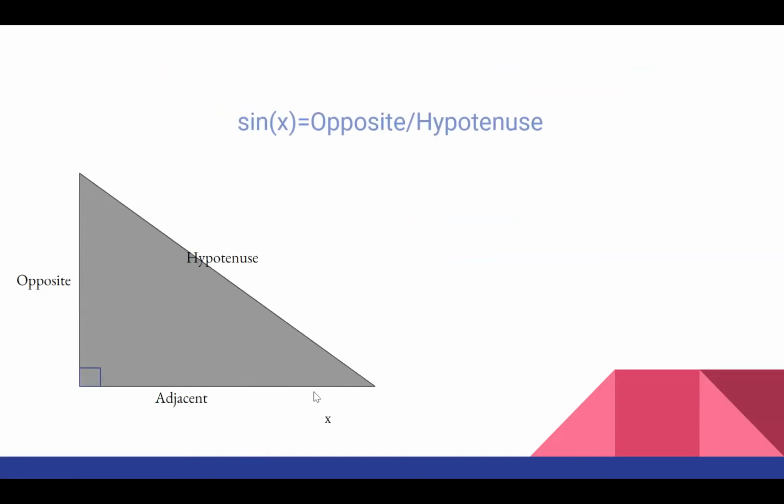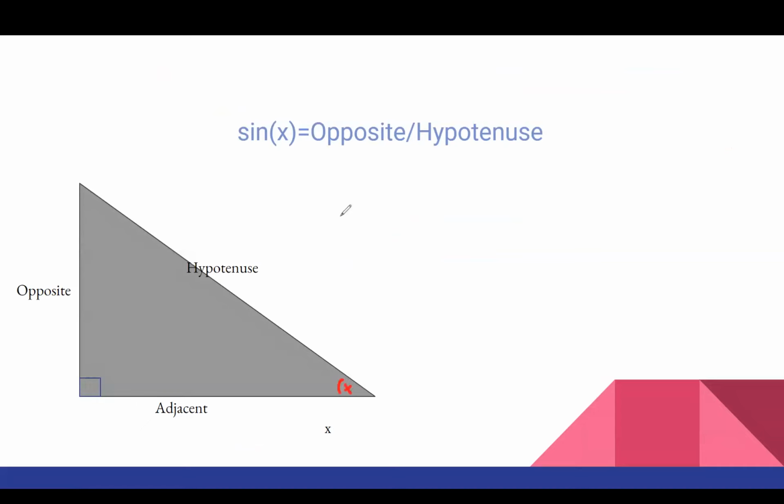Okay, so sine X here. Again, X is going to be this angle right here. So therefore, sine of X will be equal to opposite divided by hypotenuse. All right, next.